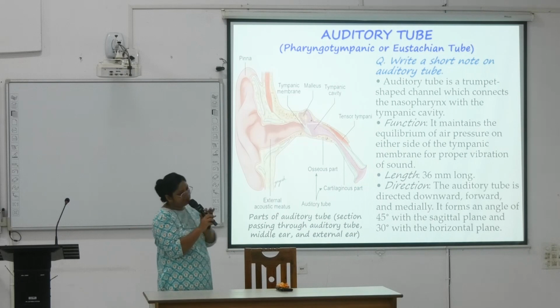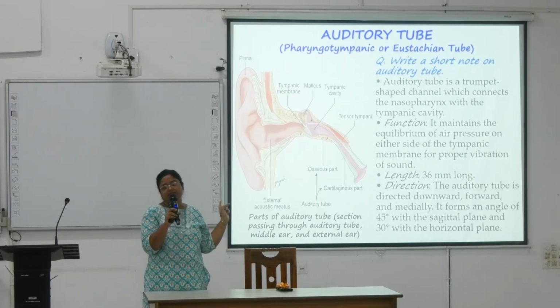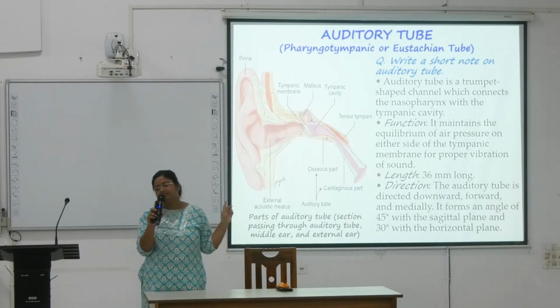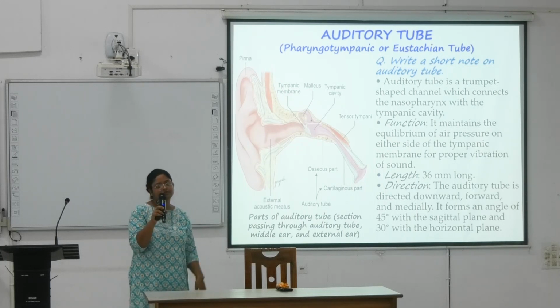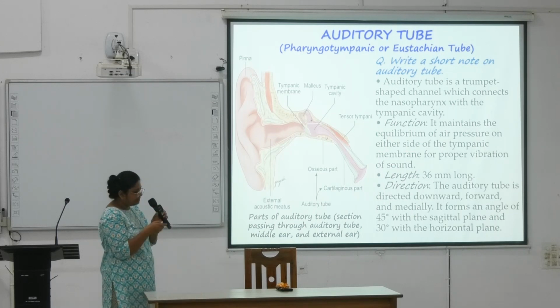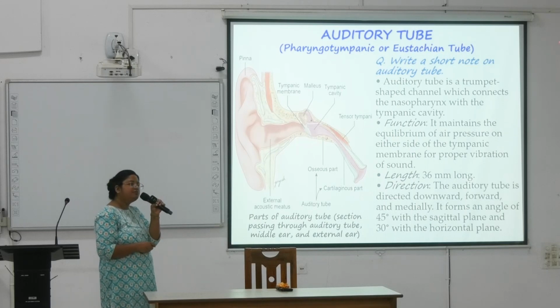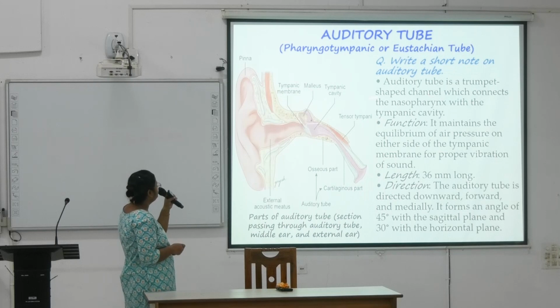Okay, so the tympanic membrane we have covered, and in the anterior wall, you have seen the opening of the Eustachian tube. We will now discuss the Eustachian tube in detail. It is also an important long question: the auditory tube or Eustachian tube. It can also come as a short note. So, the auditory tube is also known as the pharyngotympanic tube or Eustachian tube. The auditory tube is a trumpet-shaped channel.